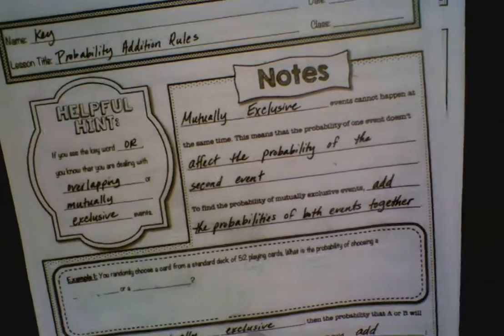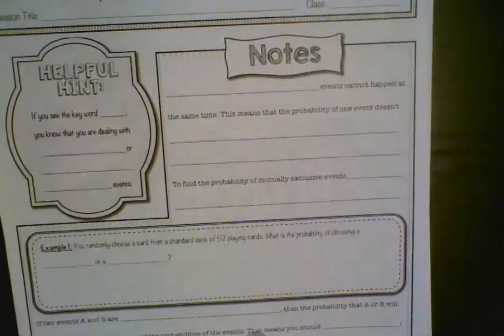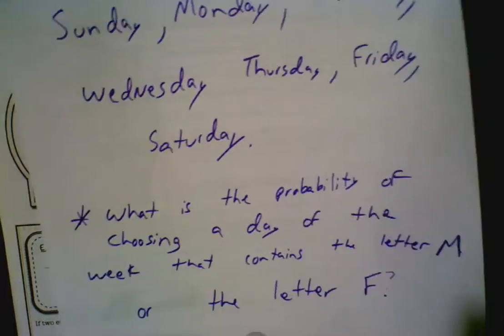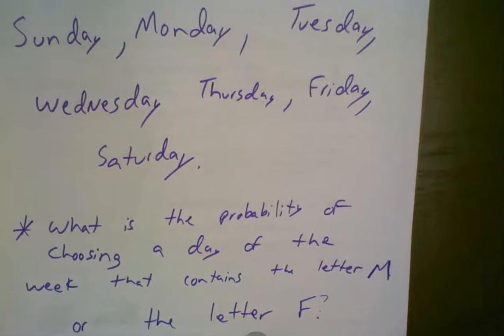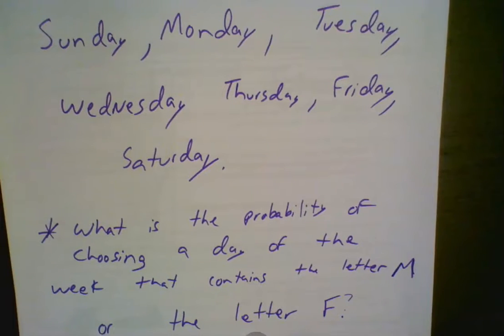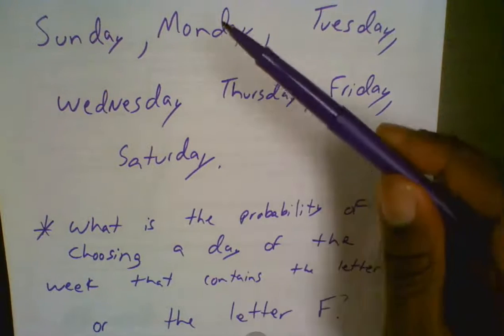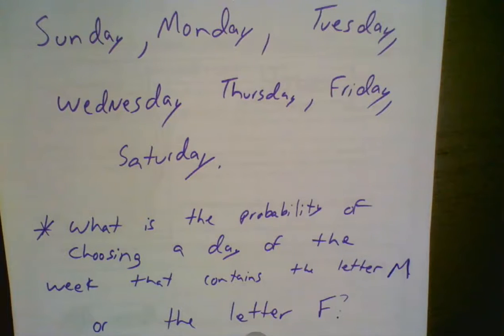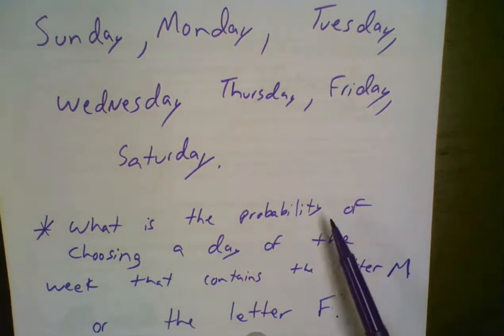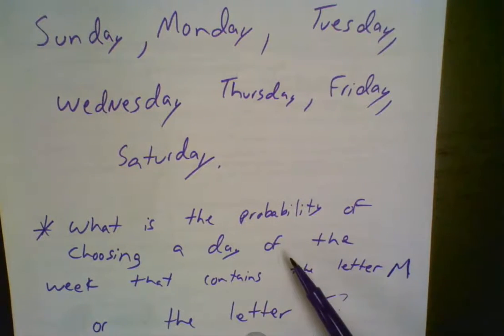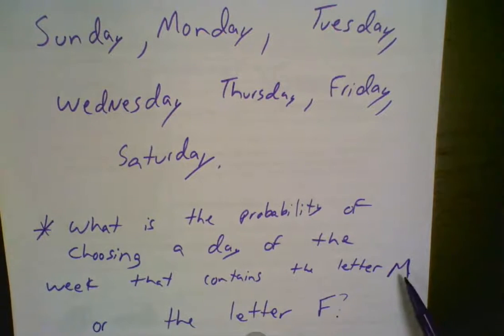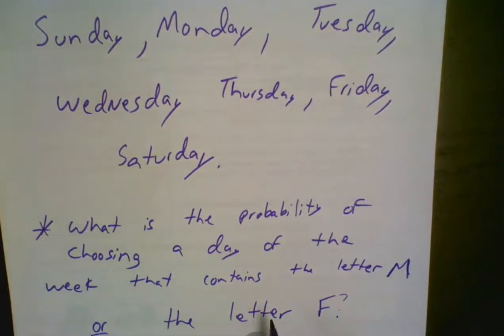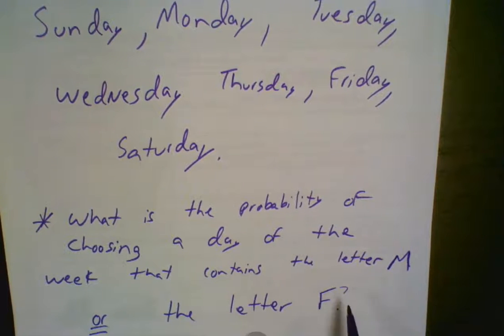So what I mean is this. I'm going to come up with a basic example of mutually exclusive events. Suppose we have the days of the week, right? The days, of course, are Sunday, Monday, Tuesday, Wednesday, Thursday, Friday, Saturday. Now, I gave you a question: what is the probability of choosing a day of the week that contains the letter M or the letter F?